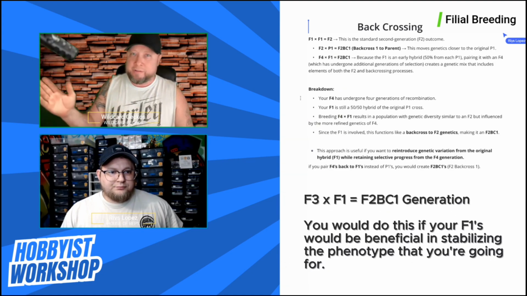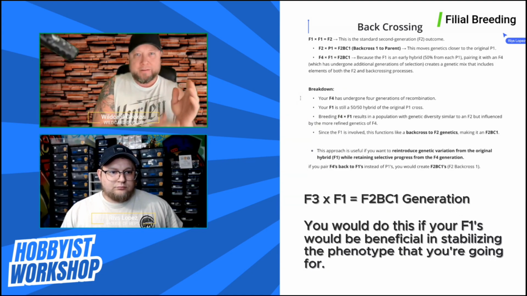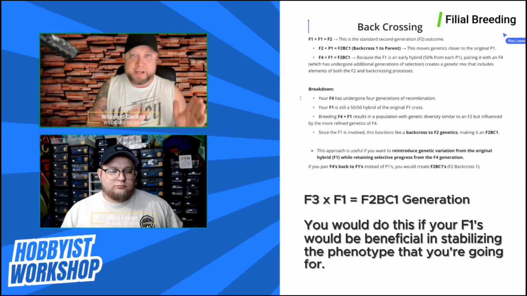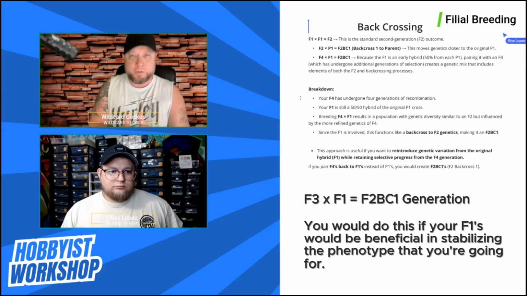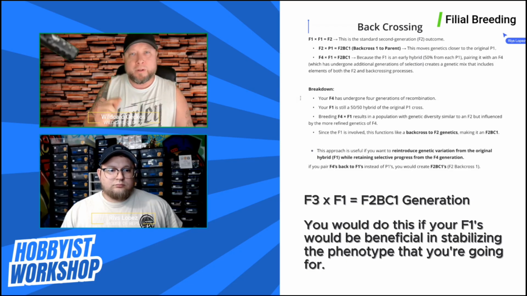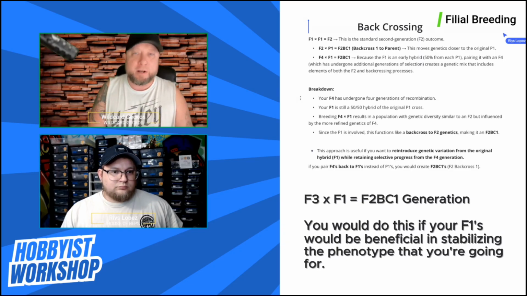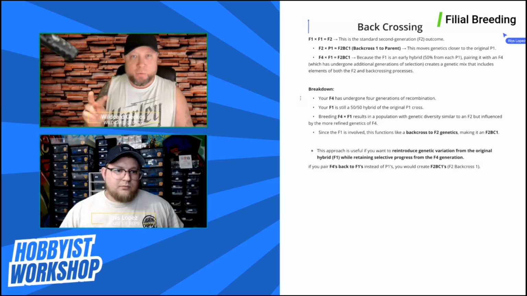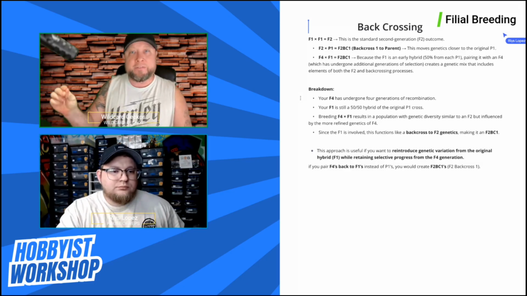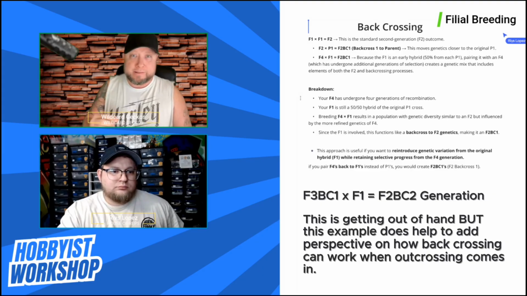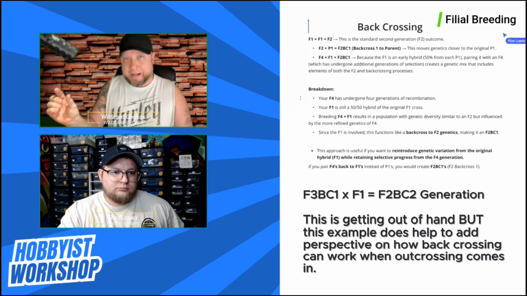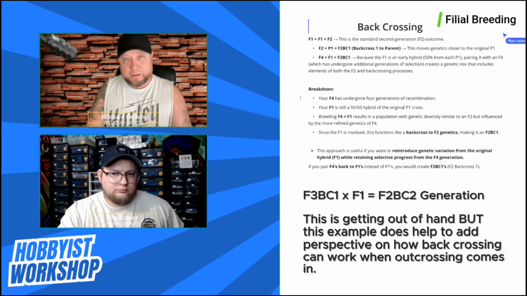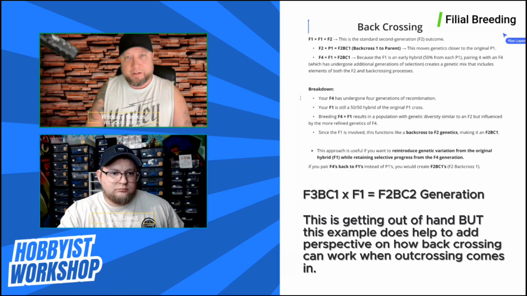So your F3s or F4s going back to F1, original siblings, most genetically diverse F1, are going to create F2s. And it's going to be F2 BC1 for back cross 1. Now, if you were to take your F2 BC1s, pair them, and create F3 BC1s, and then take one of those back to your F1, you would then be creating F2 BC2, if that makes sense.